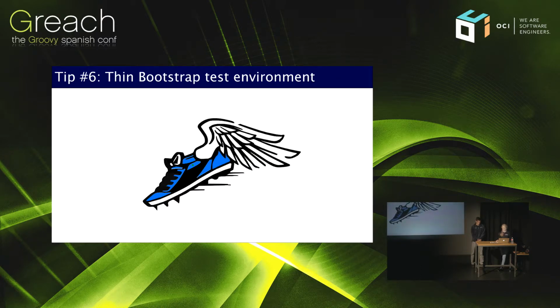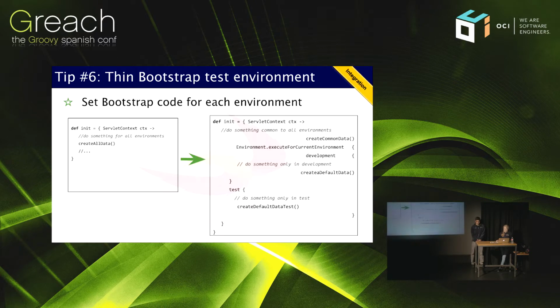Now let's say something about the Bootstrap file when running the application. It is important to do fewer operations during the execution of the Bootstrap. There can be a lot of things we don't need in the testing environment. So it's a good idea to execute specific logic for each of our environments. This can be achieved using the Environment class, where you can specify the logic for every custom environment you have defined in your application.